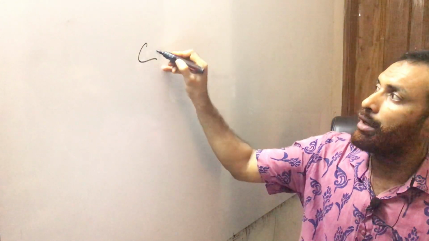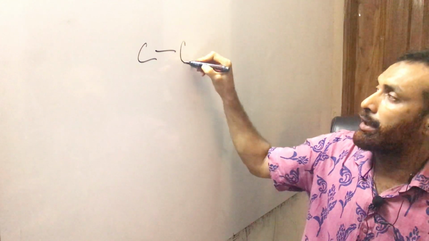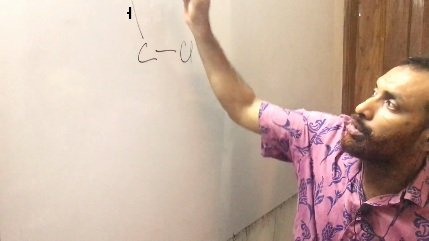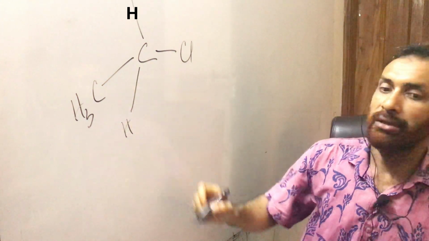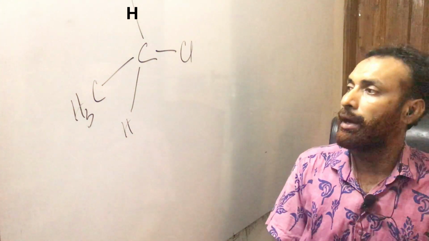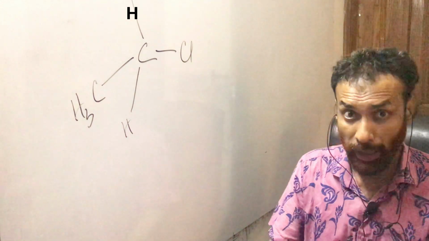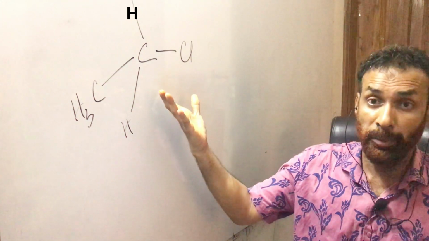I may draw a halogenoalkane. Say chloro-, here CH3 or this. This is a halogenoalkane, and this is a primary halogenoalkane. Why is it a primary halogenoalkane?